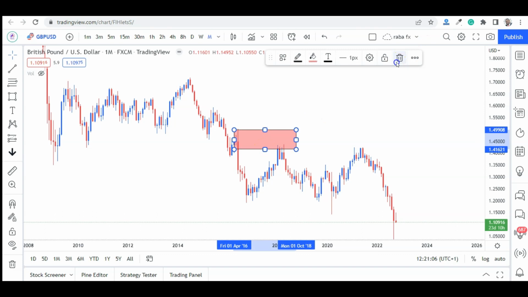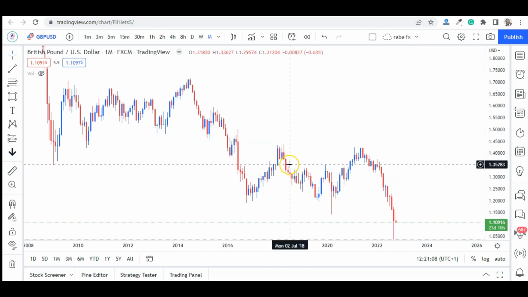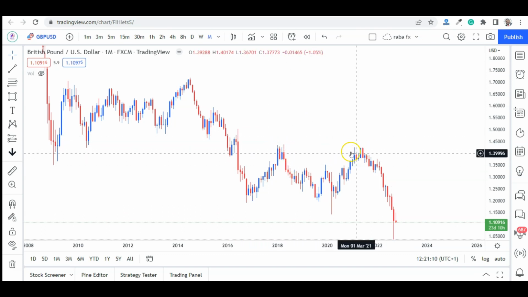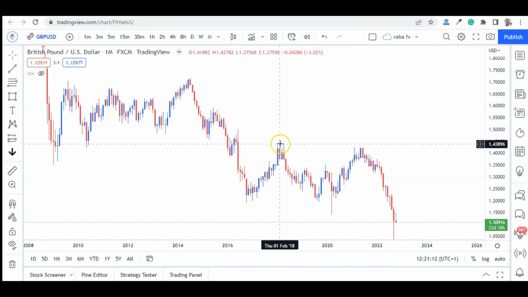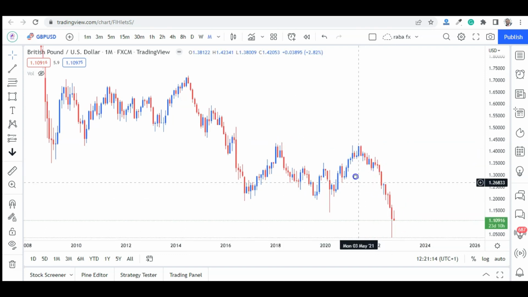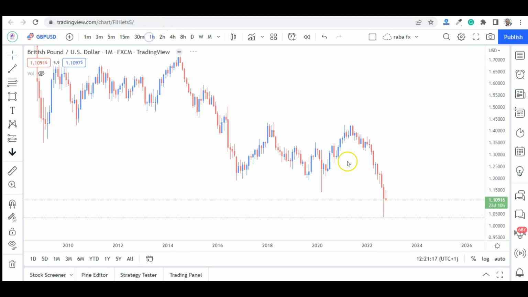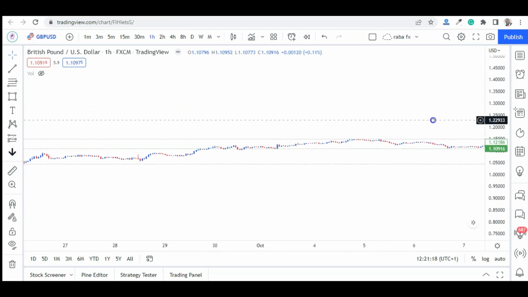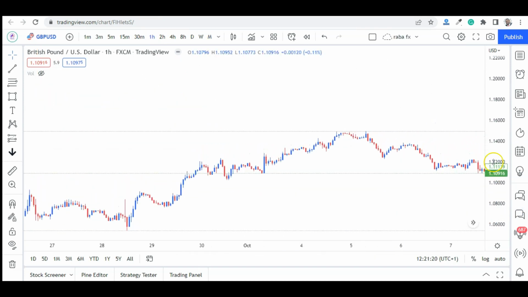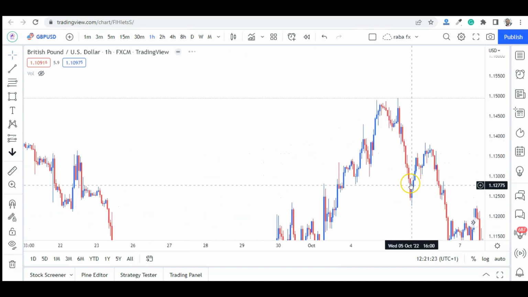Likewise, this as well took liquidity there. Fair value gap, liquidity sweep, price came up, but you can see it didn't take that liquidity and price went low. Let's go to the 1 hour, so that it won't be... Oh, the monthly respects levels a lot, while the lower time frames do not.